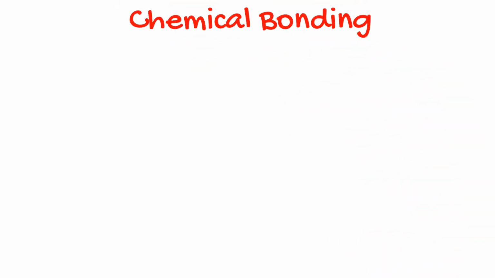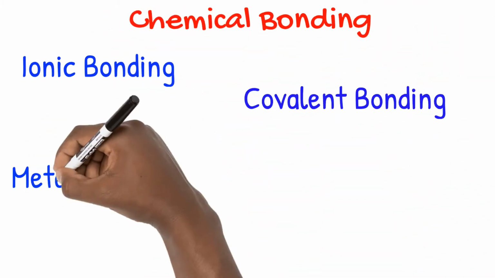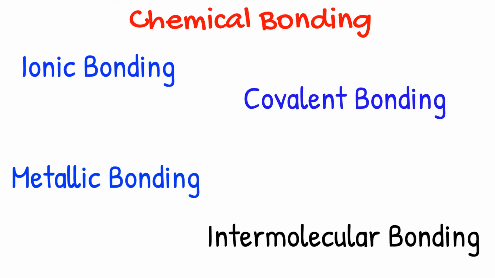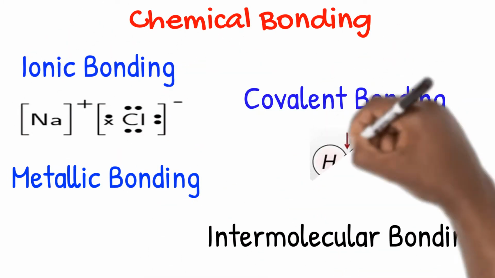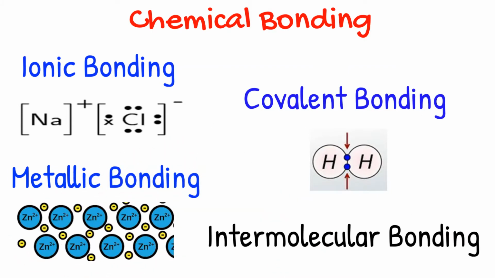Hi, you're welcome to this video on chemical bonding, and today we'll be looking generally at ionic bonding, covalent bonding, and metallic bonding, and to some extent intermolecular bonding. And by the end of this video, you should be able to look at a compound and tell what type of bonding holds its atoms together.